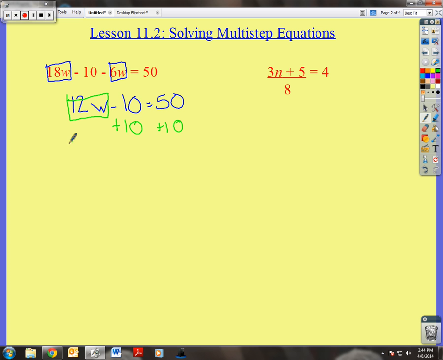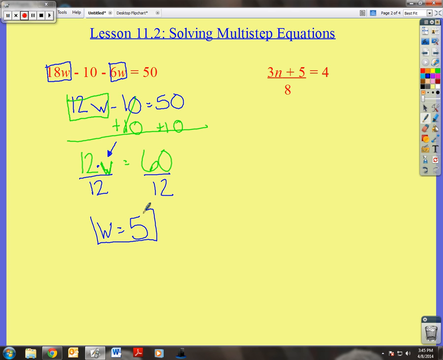That should give you, these are gone. I have 12w is equal to 60. Now, I want to evaluate for 1w. I don't really care what 12 w's are, so I want to just get 1w. To do that, I must do the inverse of multiplying by 12. The opposite of that is to divide by 12. So divide by 12, I get w is equal to 5.